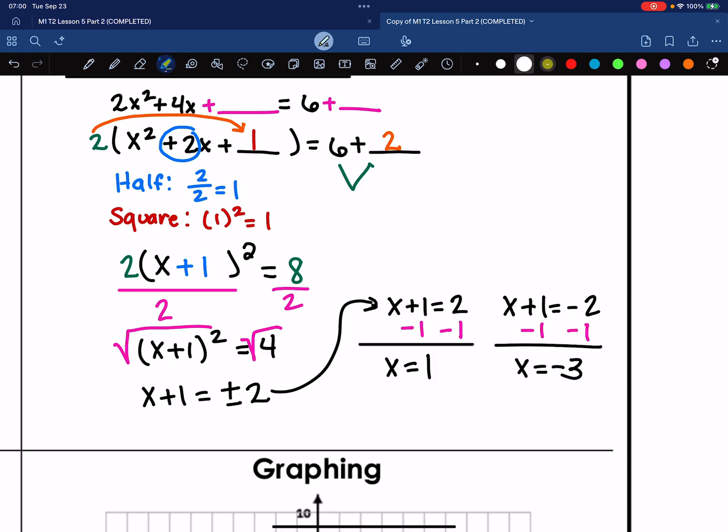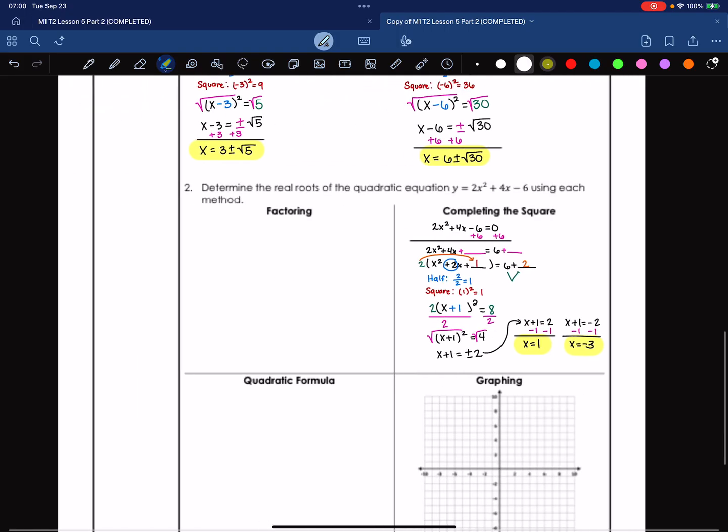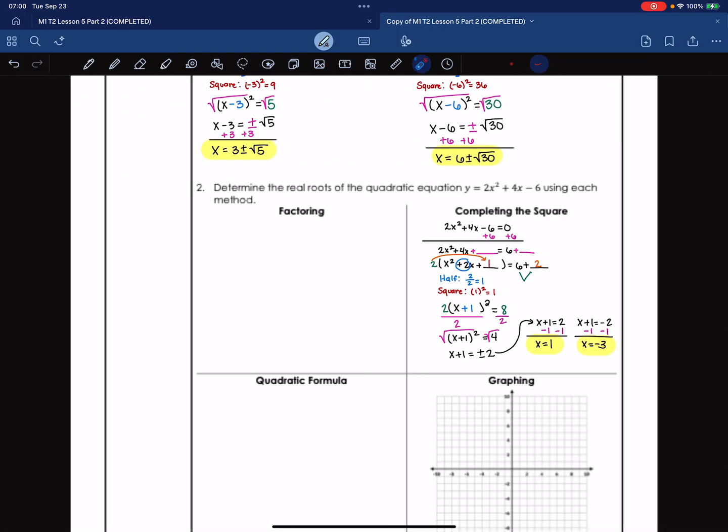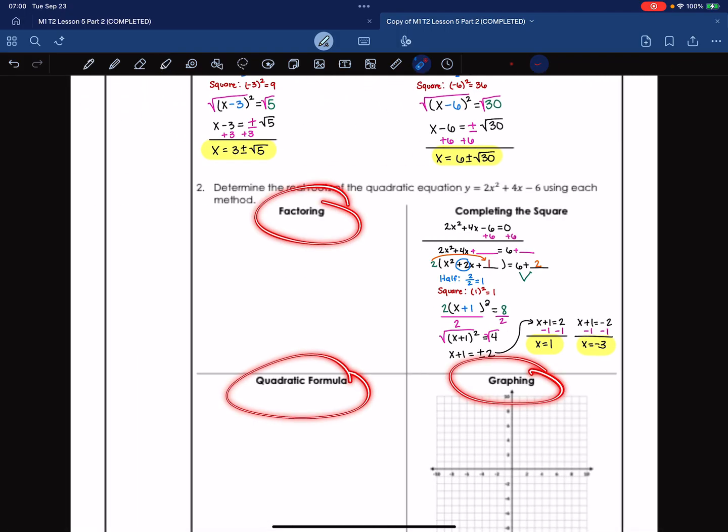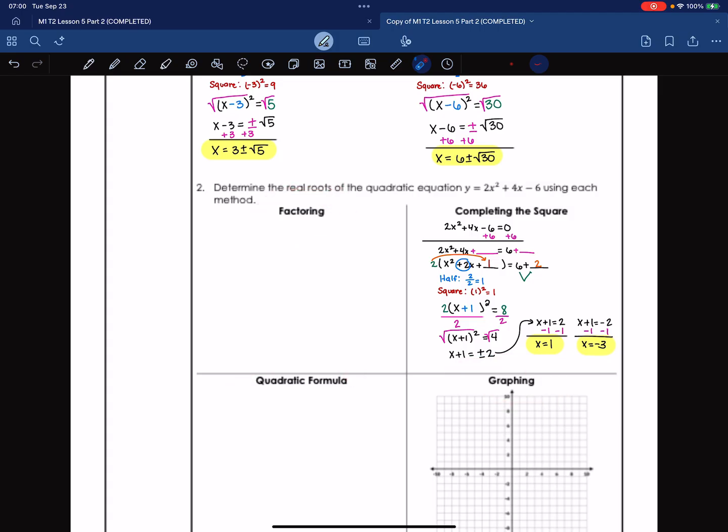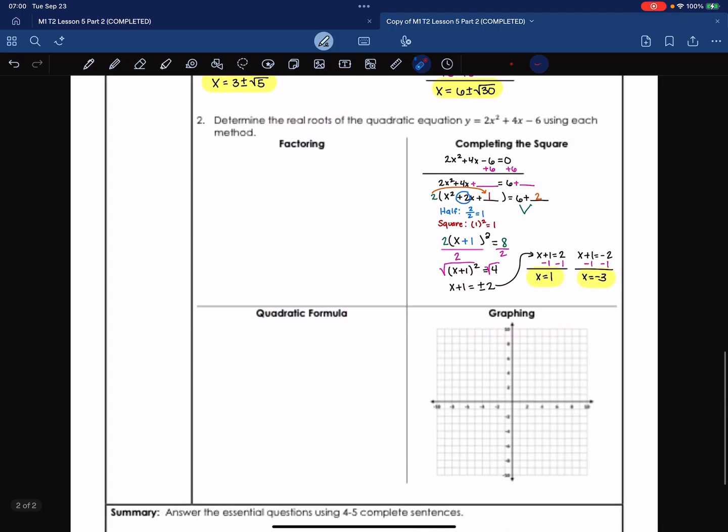Okay? So, again, I want you to try the factoring, quadratic formula, and graphing, and then go check your answers. You should get the same answers for all of them. So if you get 1 and negative 3 when you factor and do the quadratic formula and graph it, then you're doing it correctly. If you have any questions, please make sure you write them down and you ask in class.